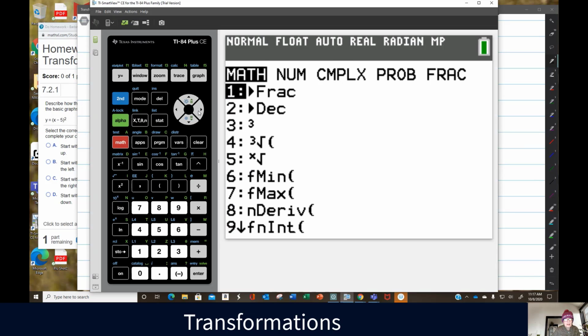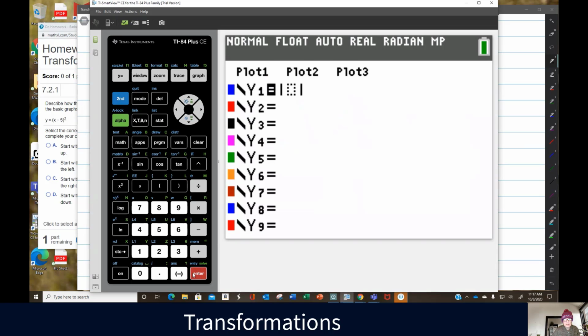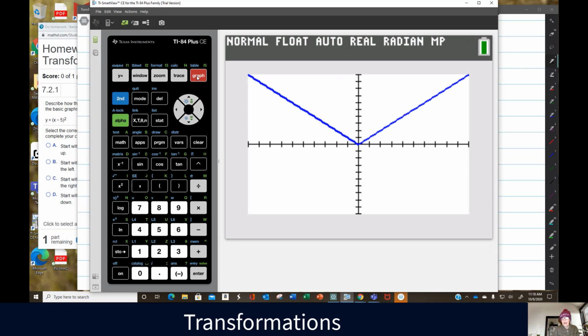So math, right, enter, x. There's the absolute value of x. There's the graph of the absolute value of x in its home position. Notice the point. That's important.